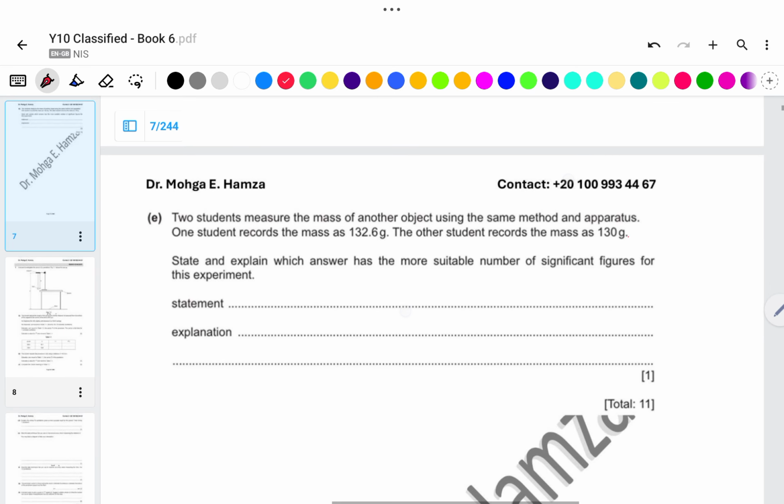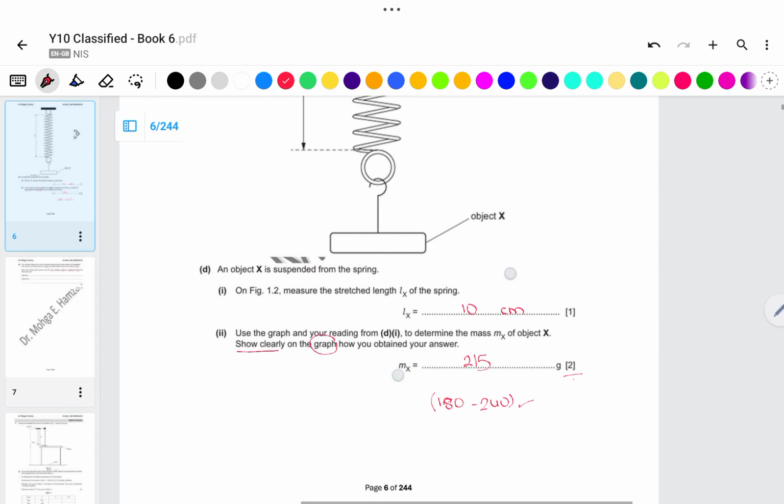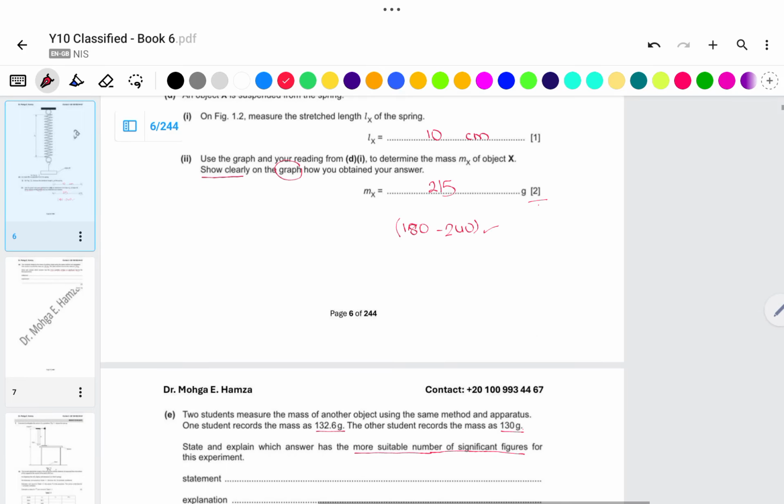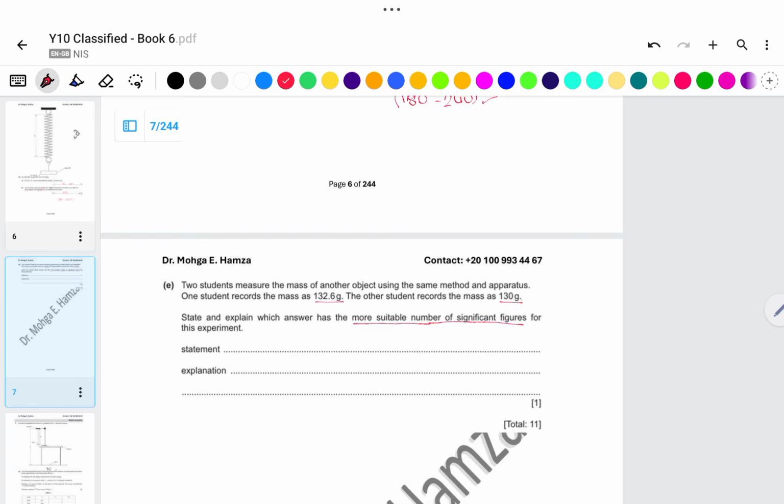Okay, last one. 2 students measure the mass of another object using the same method and apparatus. One student records the mass as 132.6 and the other as 130 grams. Say and explain which answer has the more suitable number of significant figures for this experiment. How will I know? Most of my students would just tell me, okay, 132.6 is more specific, this is the correct answer. But that's not what he said. He said more suitable number of significant figures for this experiment.